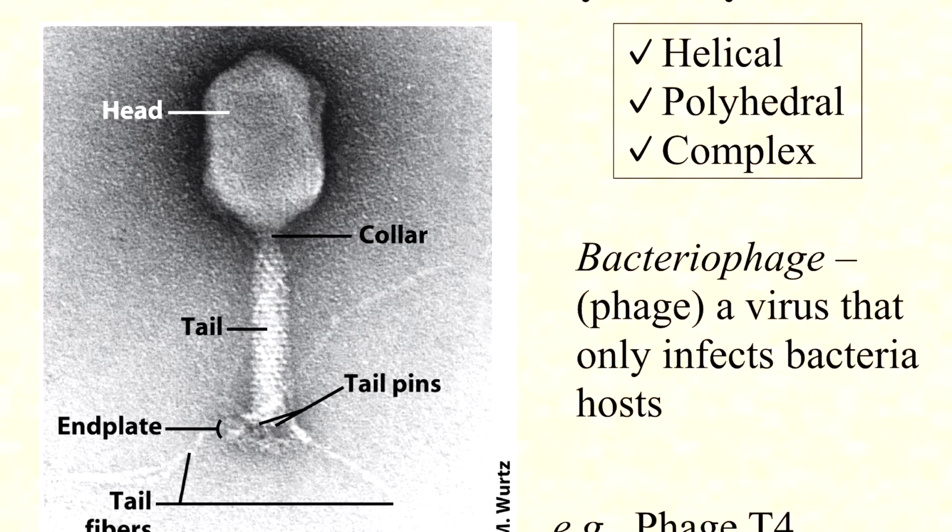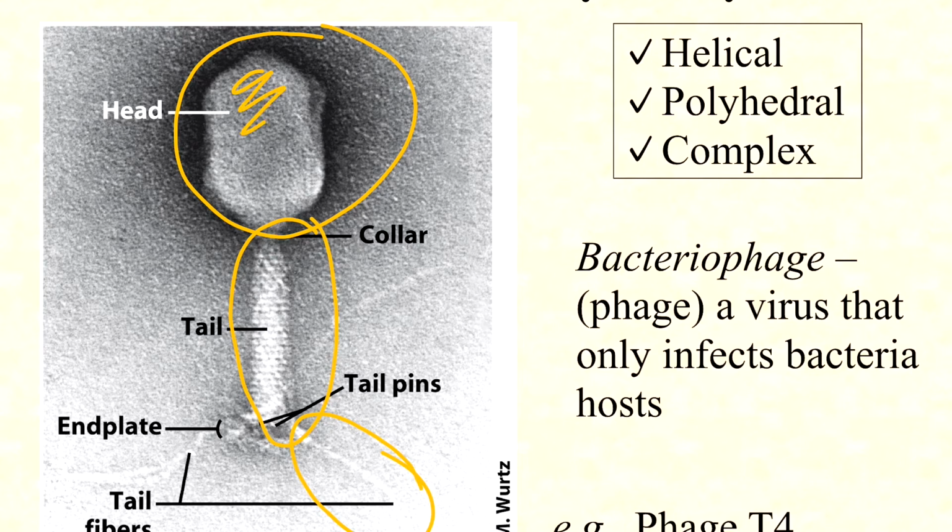And then finally, we have complex, and in a complex virus, what you see is a combination of a polyhedral head with a helical tail type structure, and then attached to that we have tail fibers. Right? These tail fibers, again, are going to be important in attachment. The nucleic acid is bound up in the head.